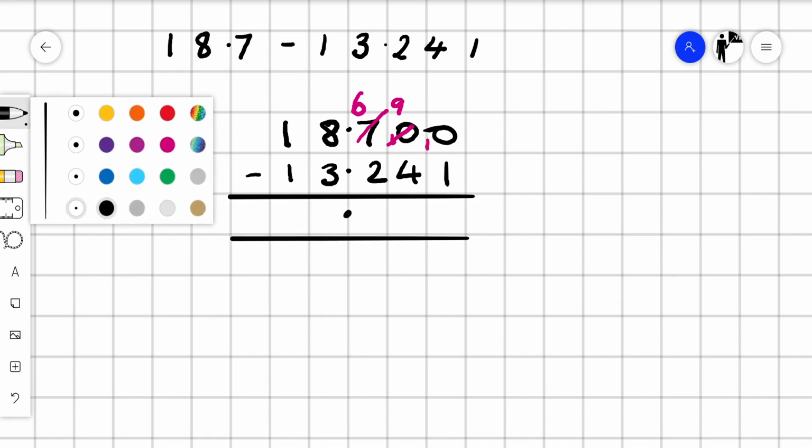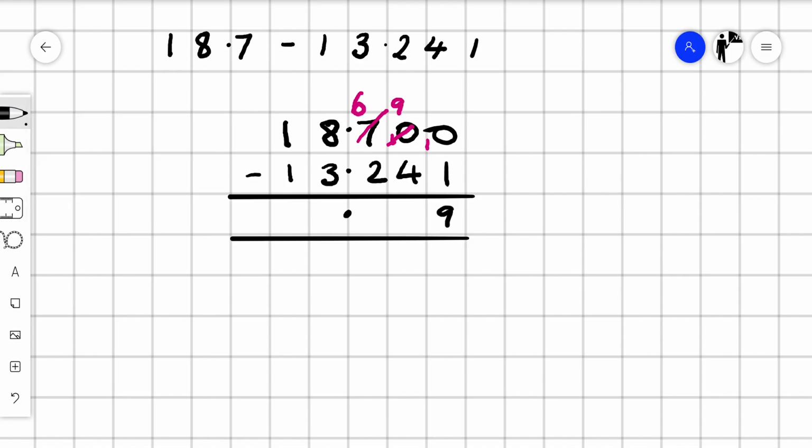So we're going to do 10 subtract 1, which is 9. 9 subtract 4, which is 5. 6 subtract 2, which is 4. 8 subtract 3, which is 5. And 1 subtract 1, which is 0. You can put that 0 in if you want, you don't need to. So my final answer is 5.459, which is roughly in line with what I estimated earlier.